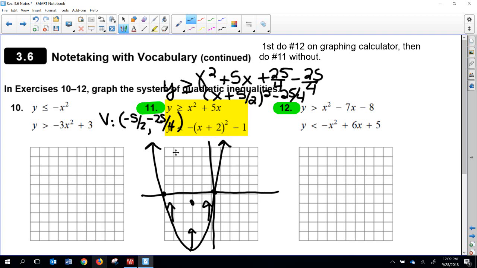For this one, if I plug in 0, I get 0 plus 2 is 2, squared is 4. Negative 4 minus 1 is negative 5. So at 0, I get negative 5. If I went over 2, I got negative 5. If I go over 2 the other way, I'm going to get negative 5. This one's going to be dotted.